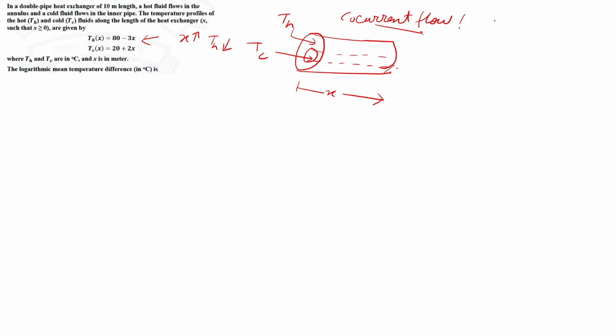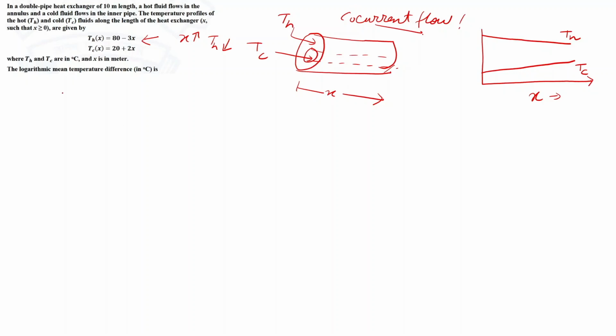So if I had to draw the temperature profile, I can draw it as, this is my X in this direction. For the hot fluid, the temperature is decreasing, so this is my TH. And for the cold fluid, the temperature is increasing, so this will become TC.